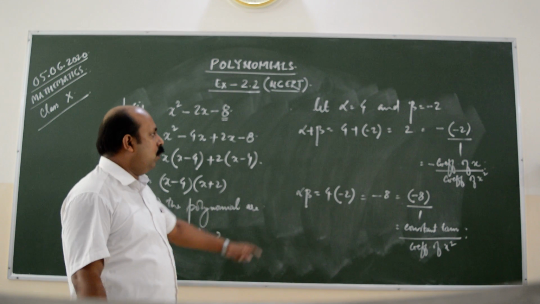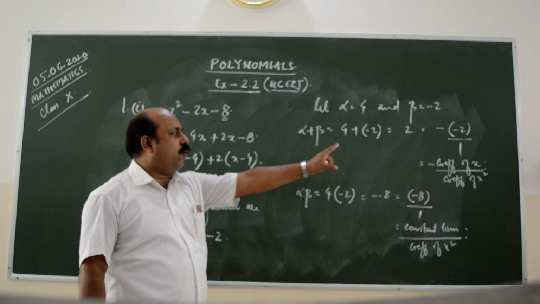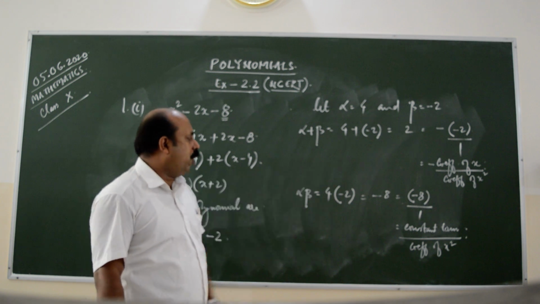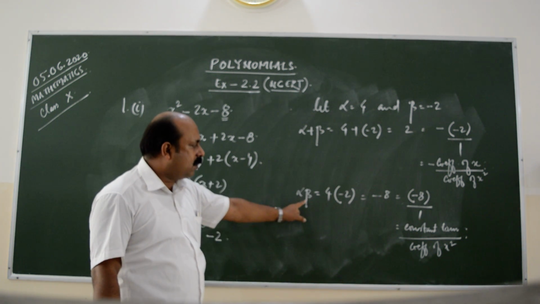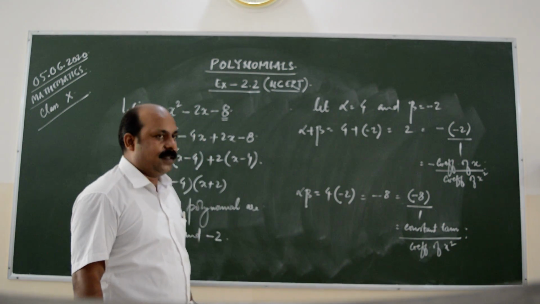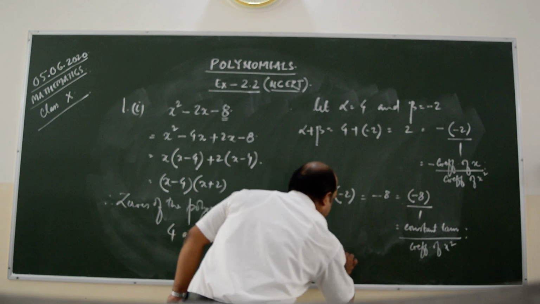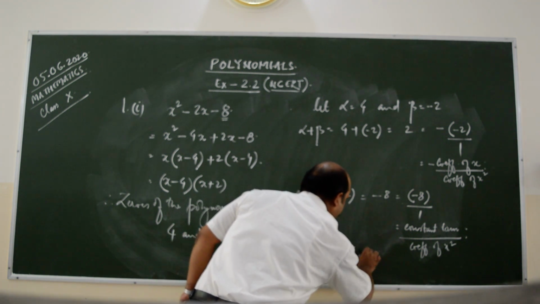So here we have shown that the sum of the zeros is equal to minus times coefficient of x by coefficient of x square, and the product of the zeros is equal to constant term by coefficient of x square. Hence it is verified. So we can write hence verified.